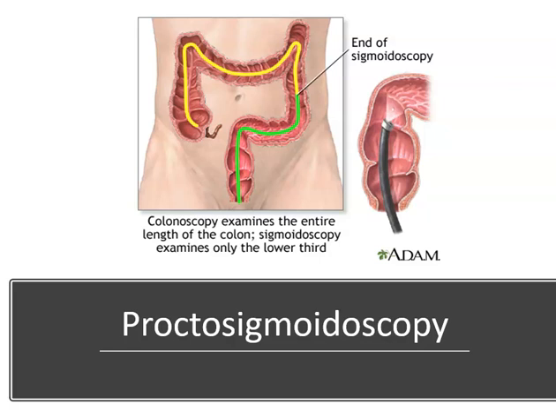So for example, let's use 45338 as an example. Notice that says snare technique. We talked about that before. But then what if they do a balloon dilation, transendoscopic balloon dilation? There's another code that could potentially be assigned.